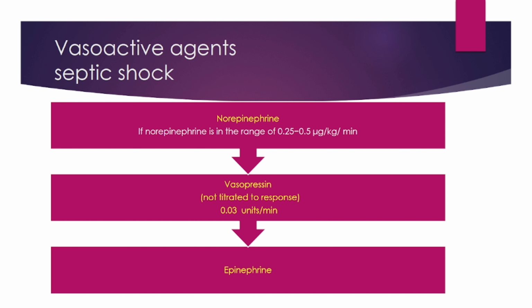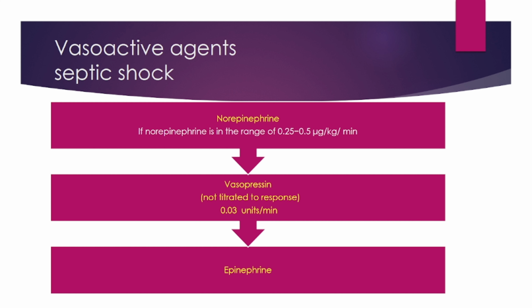Once you start norepinephrine, you can keep on increasing. If it is more than 0.5 microgram per kg per minute, you can't increase further. You have to start vasopressin. Vasopressin is not titrated to the response. It is 0.03 units per minute, a fixed amount. And if that also fails, you can start epinephrine, but make sure the patient might develop arrhythmias.